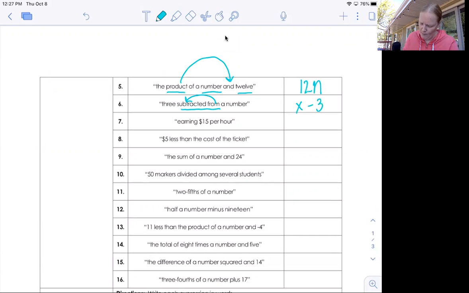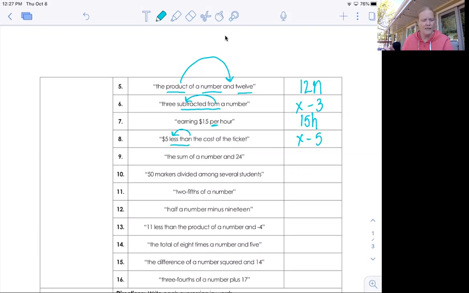$15 an hour. Nice. Remember, per hour means multiply. So I would just write 15H. You don't have to put the dollar sign. And $5 less than the cost of a ticket. So another turnaround word, and this could be like a discount, right? You get $5 off your ticket. So it's the ticket cost minus the $5.